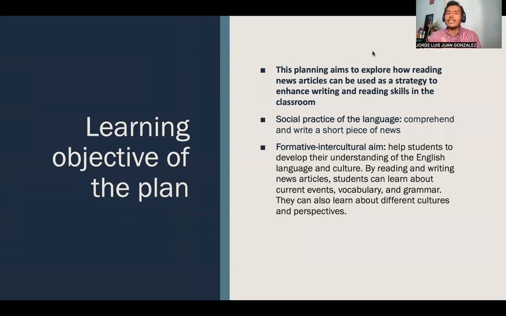News articles could be a strategy to improve writing and reading skills in the classroom, but also through comprehension, a student can develop their understanding of the English language and culture. It is also important to mention that by reading and writing, the student can improve vocabulary, grammar, and learn different aspects and make this comparison of his or her social and cultural environment to the L2 environment that we are studying.